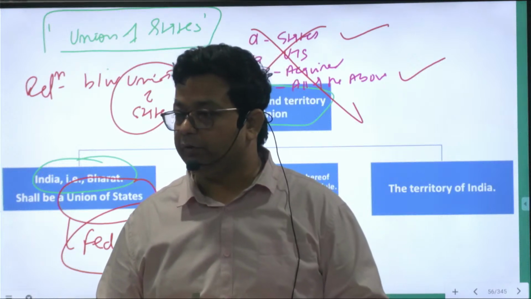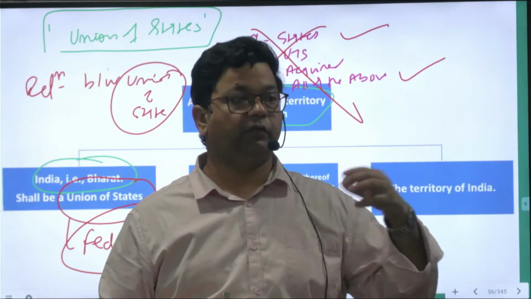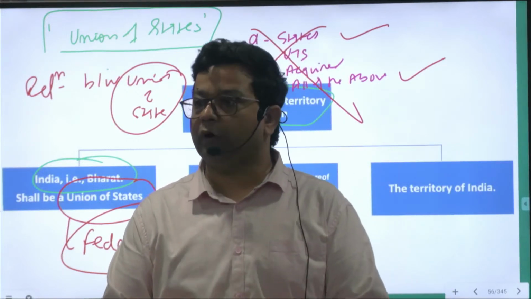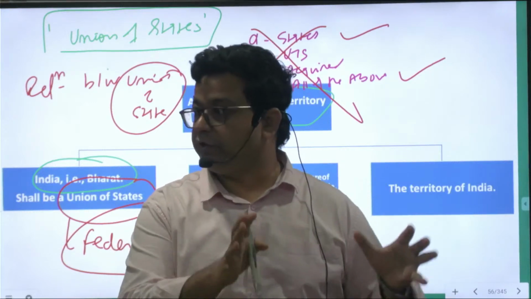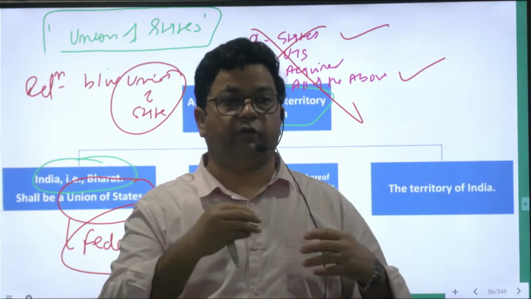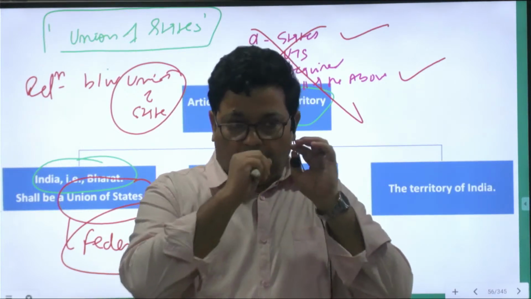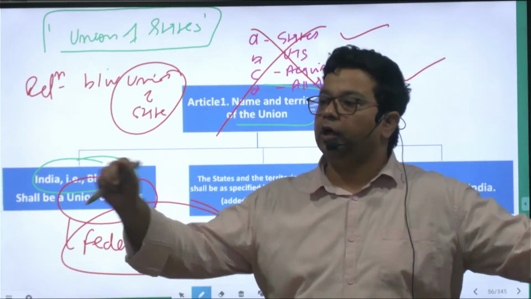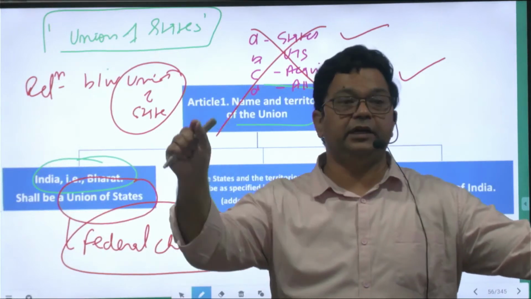Are you getting my point? At the time when we were forming our constitution, we had two options. Either we should go with the UK, having a unitary system, under whose control we had already been, or we should go with the US, having a complete federation.